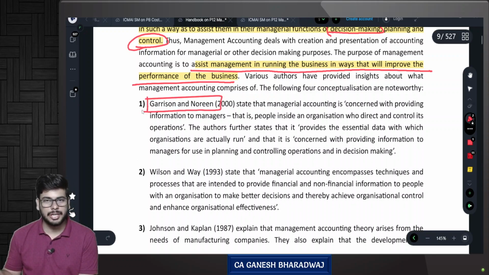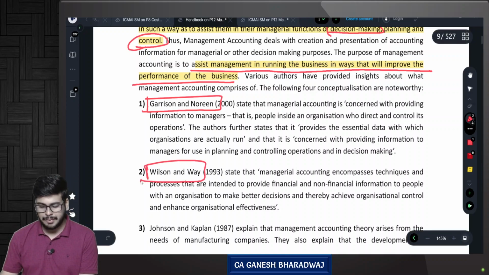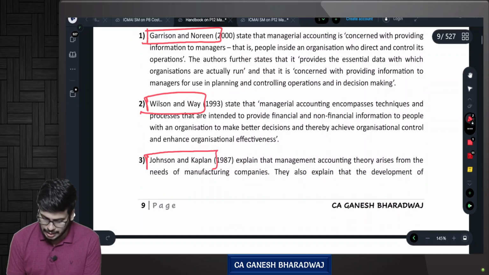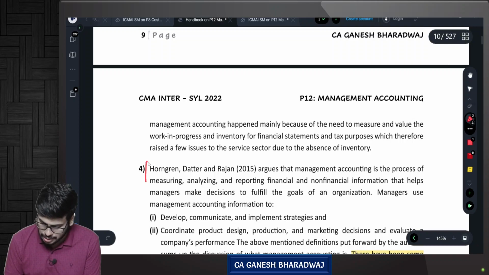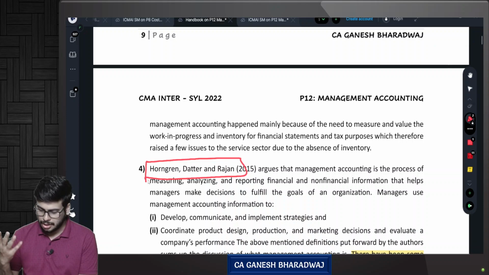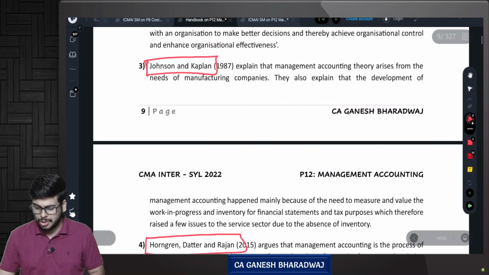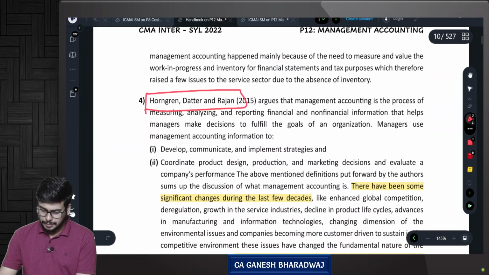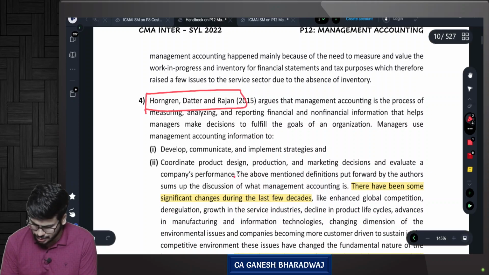Garrison and Noreen, these two people have come up with their own definition. Wilson and Way have given their own definition. Johnson and Kaplan have come up with their own definition. And look at this: Ongren, Datter, and Rajan have come up with their own definition for management accounting. You can quickly go through all these, but beyond this, there is not much relevance here.